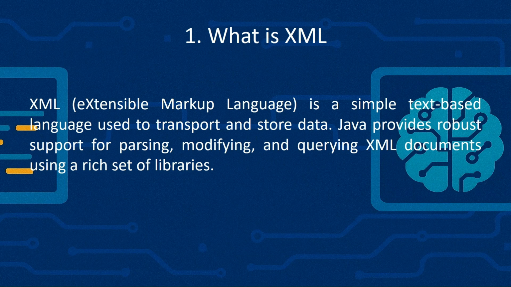Now, why do we need Java here? Java provides huge support to parse XML, to go through the XML, to read its contents, its nodes, its values, its attributes, and to edit them if required, and to query them if required. And Java provides a very huge set of libraries.